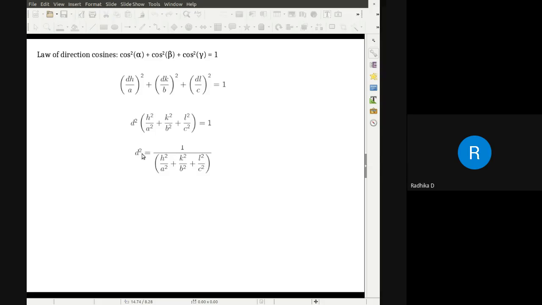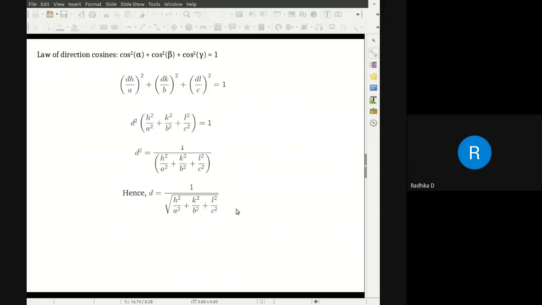Next, finally I need an expression for d. So I just move this entire bracket to the right hand side, so it goes into the denominator. So it becomes d square is equal to 1 divided by h square by a square plus k square by b square plus l square by c square. If I want d, I will take square root. Square root of 1 is 1, obviously. So 1 divided by square root of h square by a square plus k square by b square plus l square by c square. This is the expression for interplanar distance in terms of what?